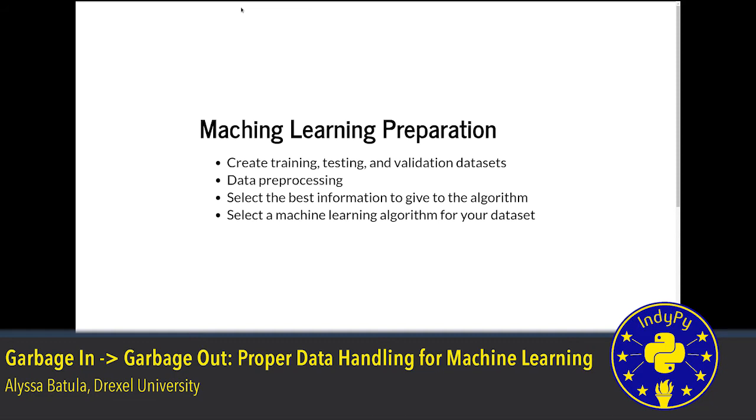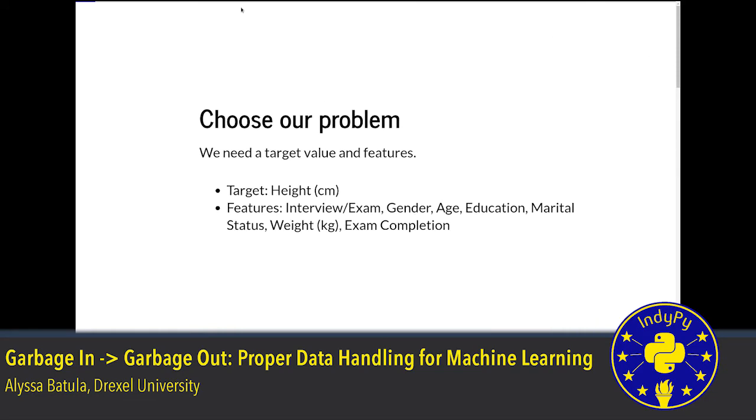Before we do this, we need to choose a problem. Let's just say our target is the height. We want to predict a person's height based on any other features we have, which right now are their exam completion status, gender, age, education, marital status, and weight, and whether they did an interview or an exam, and whether or not they completed an exam.